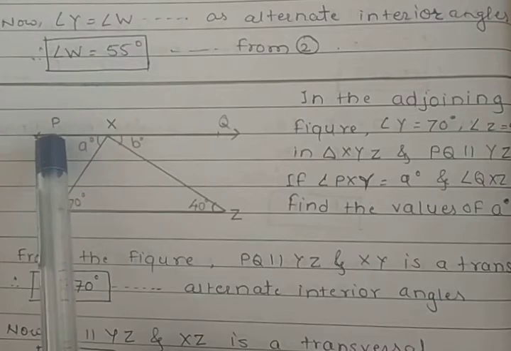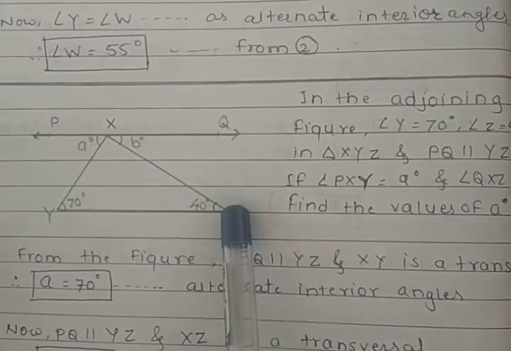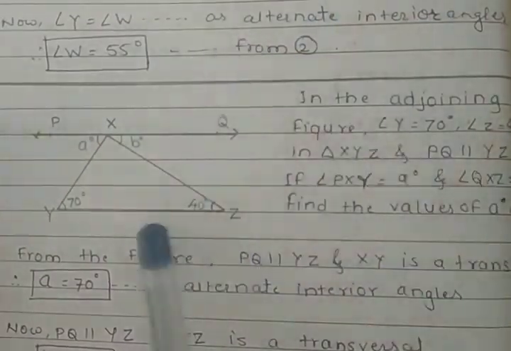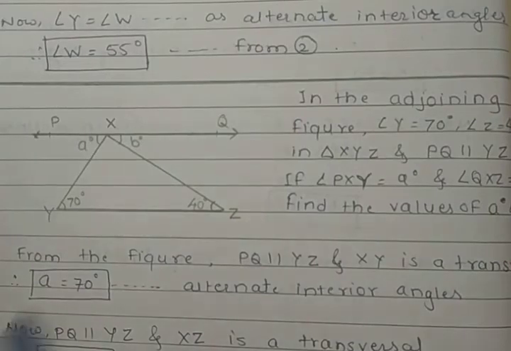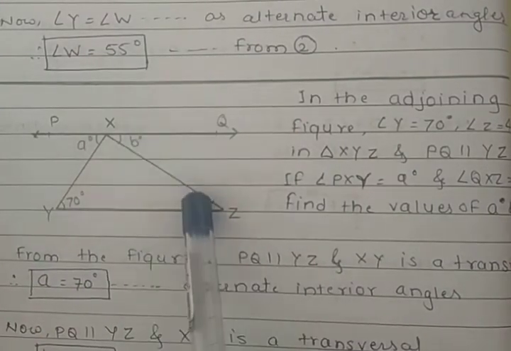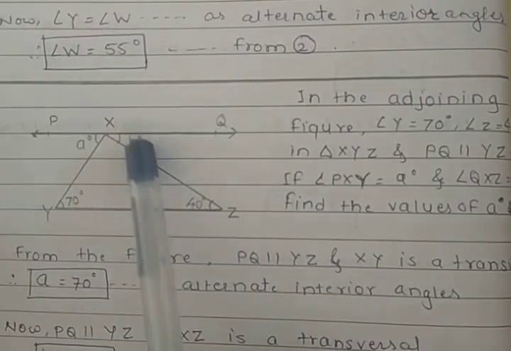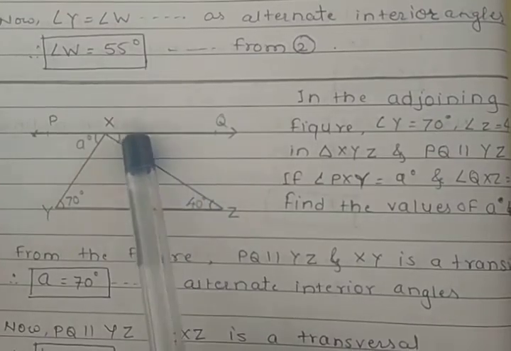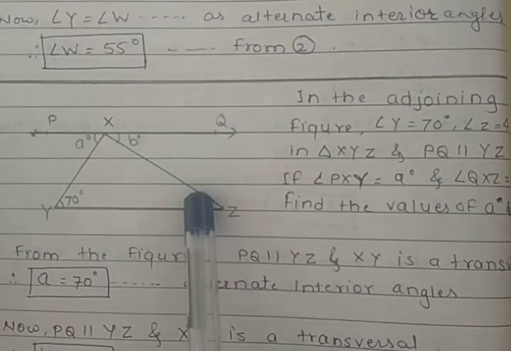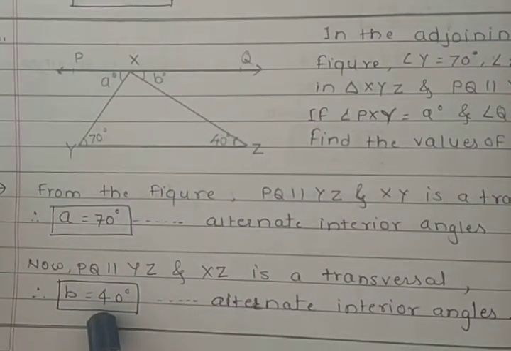Now again we'll consider this PQ parallel YZ, right? It is given to you. And we'll consider XZ as a transversal, right? Now what can we say about angle B and 40? Both are equal. Why? Because they are also forming alternate interior angles, right? By the properties of parallel lines, alternate interior angles are equal. So that's why angle B is equal to 40 degrees. Clear?